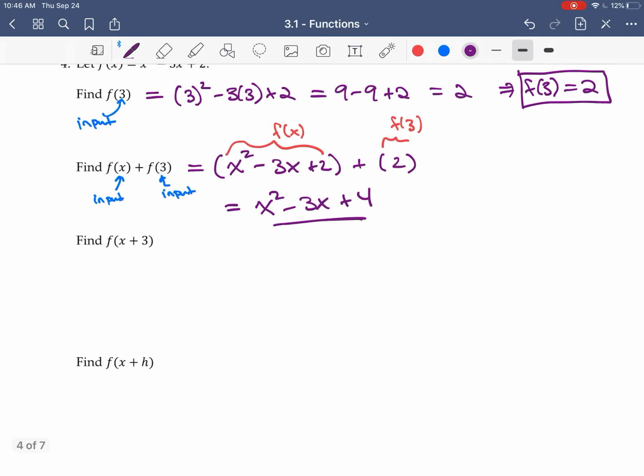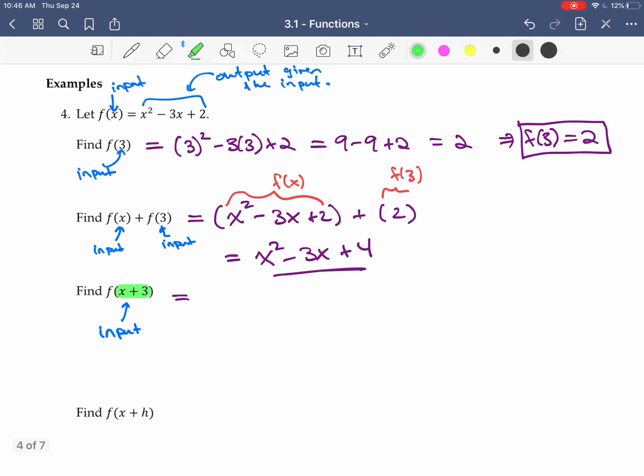Now this next one looks very similar, but notice that it's only one f and the brackets are on the entire x plus 3. So what that means is that this whole thing is my input. So how I do that, when I'm using the equation, everywhere I see an x, which is those two spots, I'm going to put in x plus 3. So I need to replace the x with my input, just like we did for 3. Every time we saw x in our formula, we replaced it with a 3. So we're going to do the same thing here.